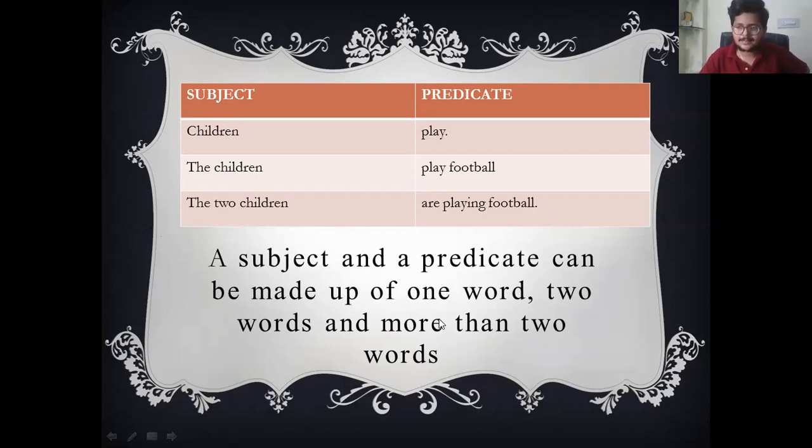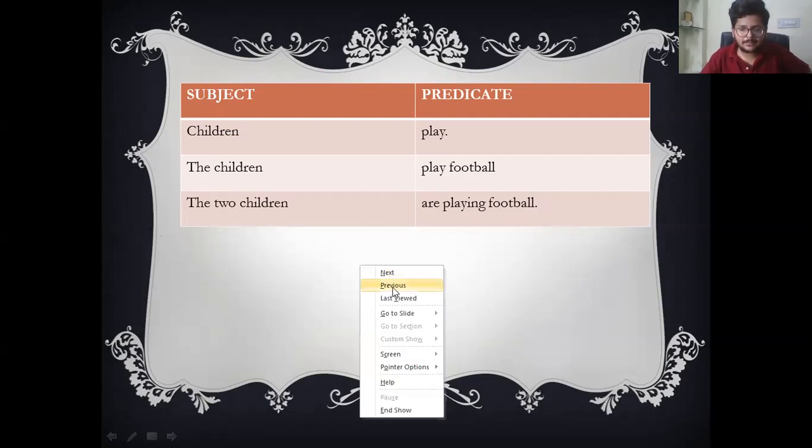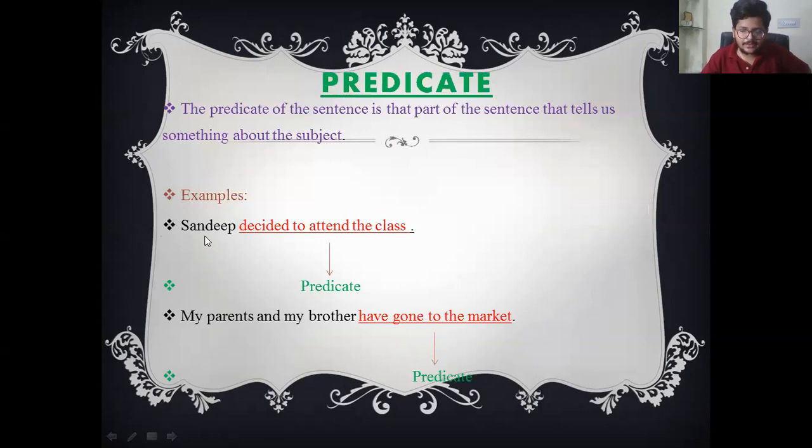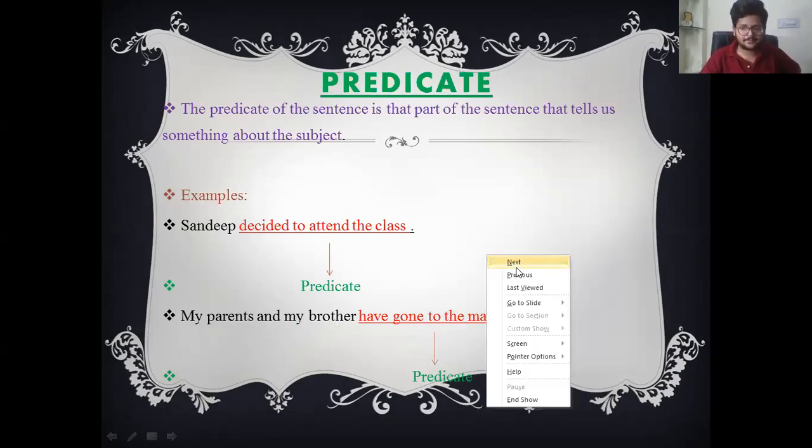Understood? A subject can be made up of one word also. A subject can be made up of two words also. And a subject can be made up of more than two words also. Like here you have seen. Here the subject was of one word and the predicate was of 1, 2, 3, 4, 5 words. And in the second example, you can see that the subject was of 5 words and the predicate was also of 5 words.